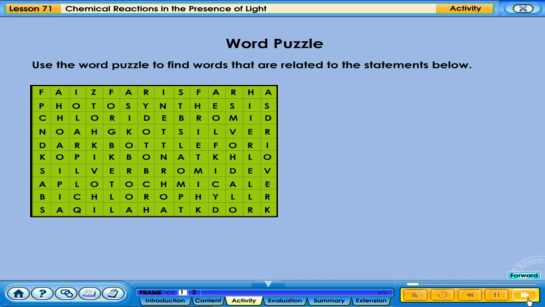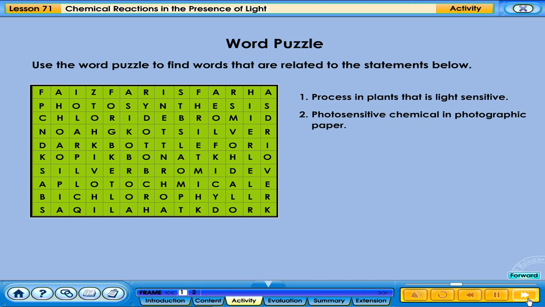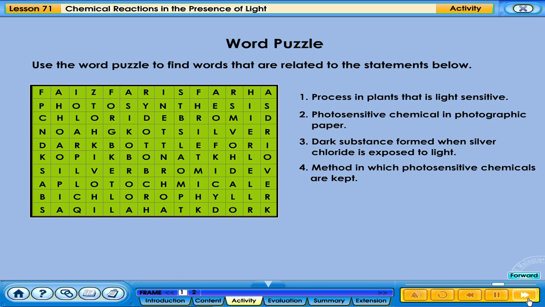Use the word puzzle to find words that are related to the statements below. 1. Process in plants that is light sensitive. 2. Photosensitive chemical in photographic paper. 3. Dark substance formed when silver chloride is exposed to light. 4. Method in which photosensitive chemicals are kept. 5. Helps plants to make food in the presence of sunlight.